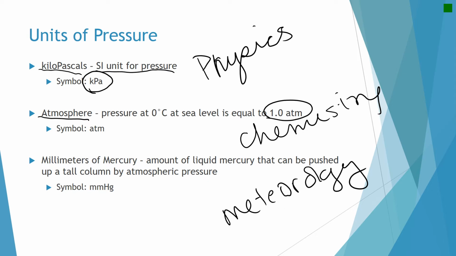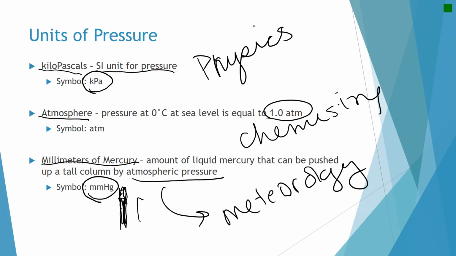Millimeters of mercury, symbol mmHg, stands for the amount of liquid mercury that can be pushed up a tall column by an atmospheric pressure. Because meteorologists care about the atmosphere, that's why they tend to use millimeters of mercury. It's literally a tube where the mercury goes up or down depending on the atmospheric pressure. If there's more atmospheric pressure, it goes up more. If there's less, it goes down.